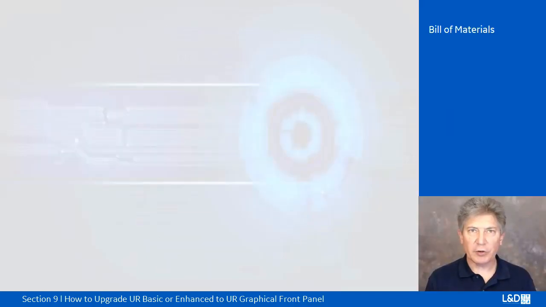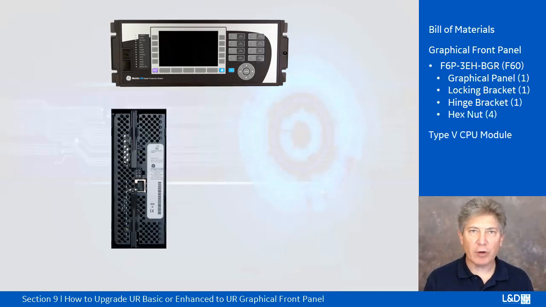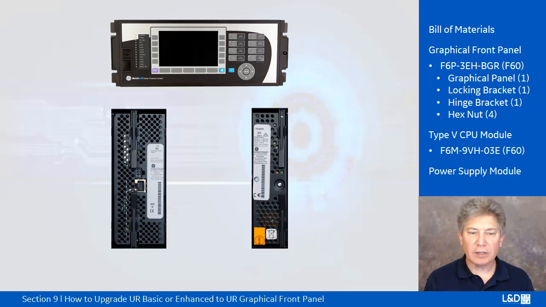Let's take a look at our bill of materials. We have the F60 graphical front panel, part number F6P-3EH-BGR, which includes the F60 front panel, a locking bracket, a hinge bracket, and 4 hex nuts. The F60 CPU module, part number F6M-9VH-03E, where 03 is the software option for 61850. If there's no options, it would be 00E. And finally, the high voltage control power supply UR-SHA.